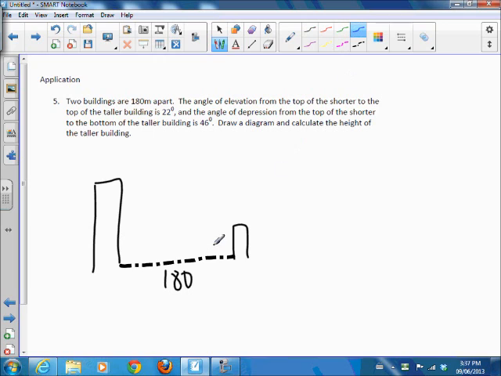Okay? Then it says the angle of elevation to the top of the taller building is 22 degrees. So remember we said that the angle of elevation is always from the horizontal view. So this is 22 degrees. It says the angle of depression from the top of the shorter to the bottom of the taller is 46. So this is 46. Okay? And we want to figure out the height of that building.